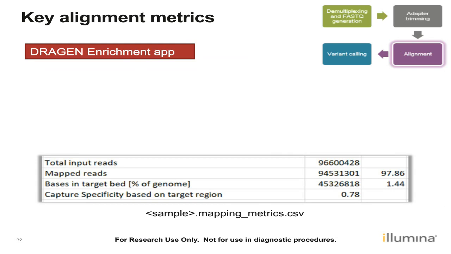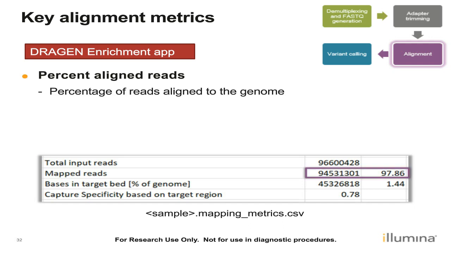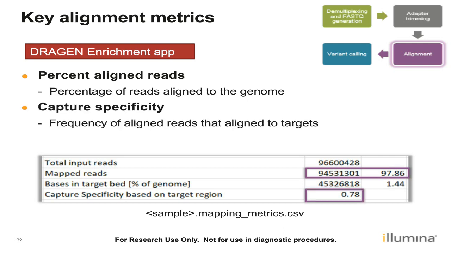Okay, and for the DRAGEN enrichment, this is an example of the kind of output we would see. Again, we have our mapped reads here. And then instead of read enrichment, we have something called capture specificity based on the target region. You can read that as percent enrichment. Here it's given as a decimal. We can consider this 78% read enrichment.